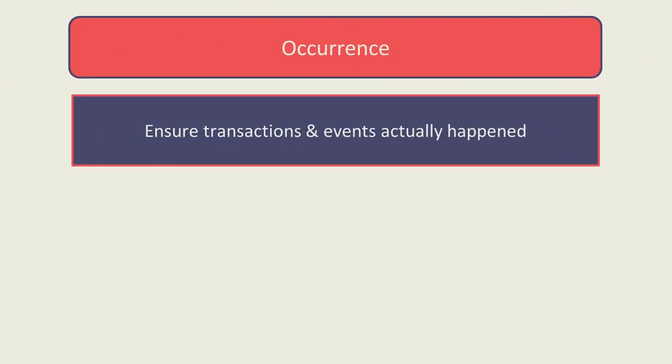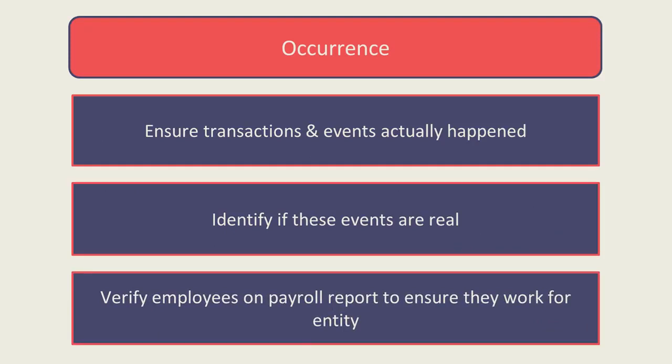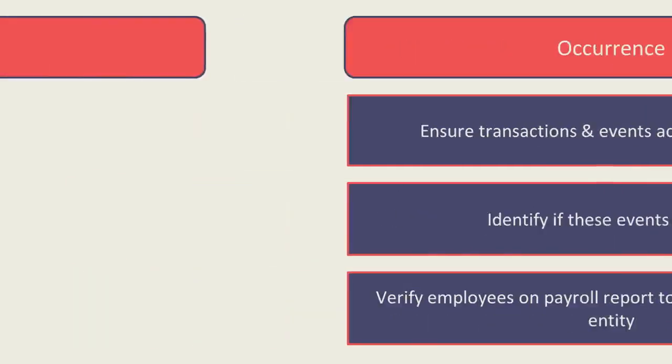Occurrence is to ensure transactions and events actually happened. Audit tests should be designed to identify if these events are real. An example would be to verify employees on the payroll report to ensure that they work for the entity.